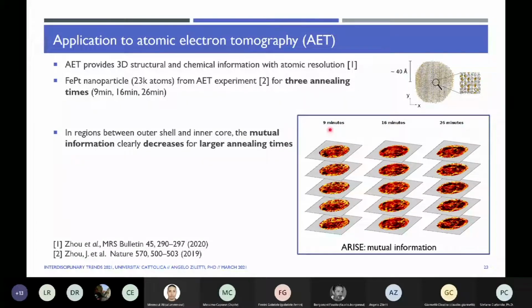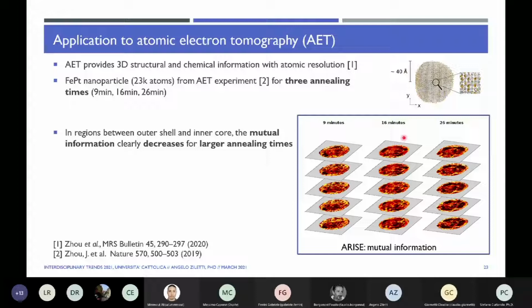So what you plot here is the mutual information that we get from our procedure. And here you see that from 9 minutes to 26 minutes, this black part, so black means a low mutual information, so low disorder, while yellow here means high disorder. And you see that from 9 to 26, there are regions of more ordered structure. So you can think that these are regions where there is crystal growth. So this tells us, from a qualitative perspective, that the mutual information decreases for larger annealing times.